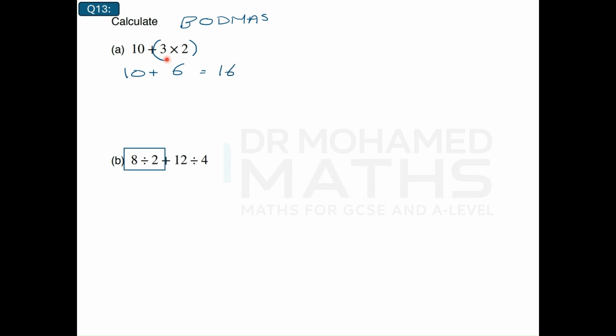Come to the first one. It's division here. There are 2 divisions and addition. So we have to start with division first. 8 divided by 2 is 4. And then there is another division. So 12 divided by 4 is 3. And then we perform addition. 4 added to 3 equals 7. So this is your answer.